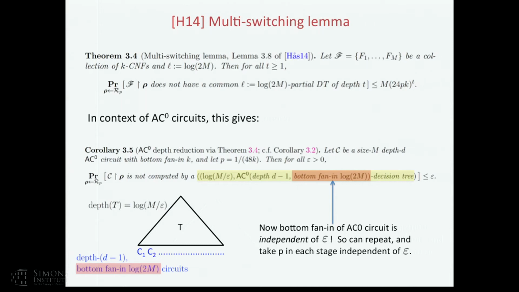You can hit it with another random restriction. You'll get down to the first tree T1, a second tree T2, and then circuits of depth d minus 2, and so on, but you're never having an epsilon in the picture for the bottom fan-in of these guys. So in particular, you run this d times, and your overall final value of p will have no dependence on epsilon. That's a good thing, because we saw that we're going to pay something like this 1 over p in the overall pseudorandom generator. So again, this is just hinting at why the multi-switching lemma is a useful thing for our context.